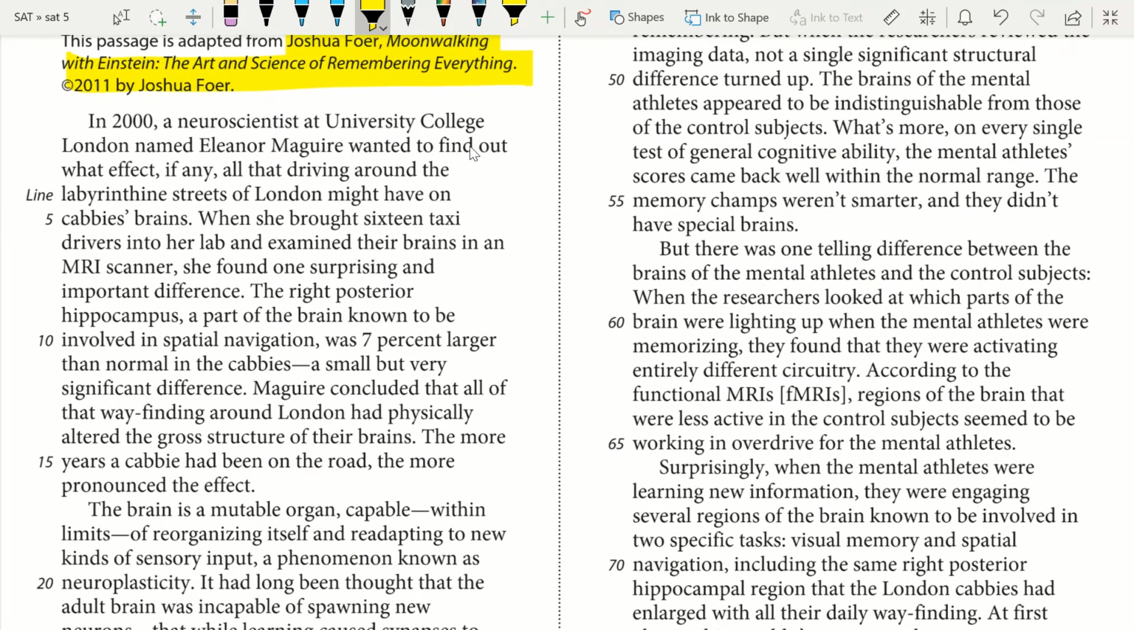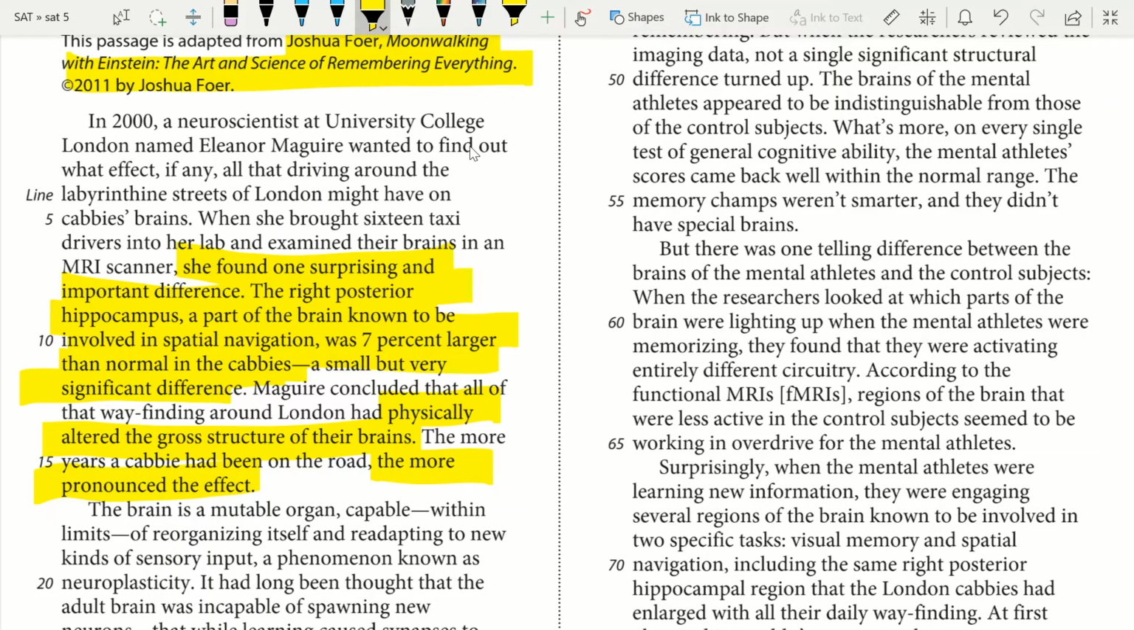In 2000, a neuroscientist at University College London named Eleanor Maguire wanted to find out what effect, if any, all that driving around the labyrinth streets of London might have on cabbies' brains. When she brought 16 taxi drivers into her lab and examined their brains in an MRI scanner, she found one surprising and important difference. The right posterior hippocampus, a part of the brain known to be involved in spatial navigation, was 7% larger than normal in the cabbies, a small but very significant difference. Maguire concluded that all that wayfinding around London had physically altered the gross structure of their brains. The more years a cabbie had been on the road, the more pronounced the effect.